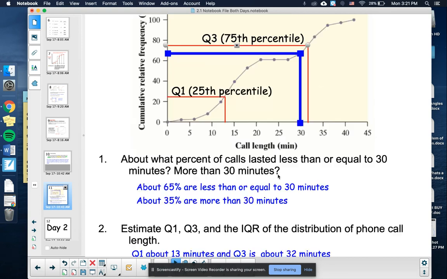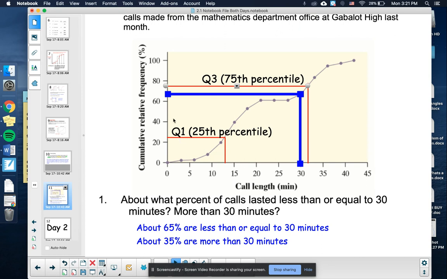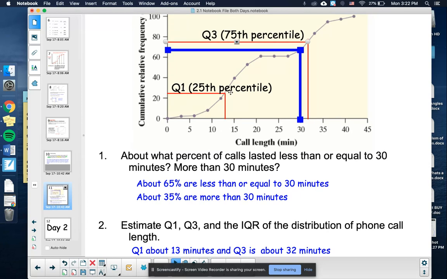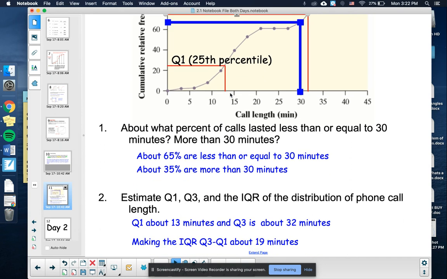Quartile 3 is about 32. Let's look at that. So you want to find 75. That's this red one here. And then that's somewhere between 30 and 35 for quartile 3. The median would be at 50. And then you can find the interquartile range by doing quartile 3 minus quartile 1, which is about 19 minutes. So just make sure you can read this cumulative relative frequency graph, and you always provide context in your answers.